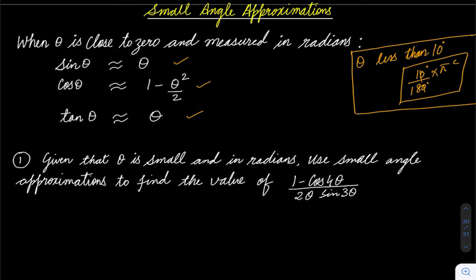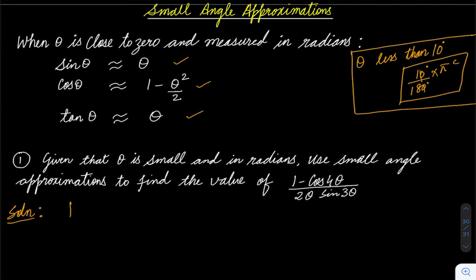Now the next thing: how questions can be asked on this approximation. So let's try two questions on this. First, given that theta is small and is in radians, use small angle approximations to find the value of 1 minus cos 4 theta over 2 theta times sine of 3 theta. Basically, they have given everything: it is measured in radians and it's very small, so we can use the approximation.